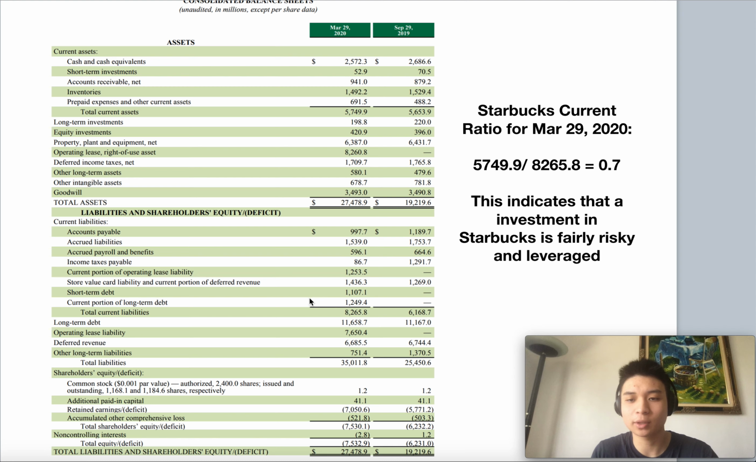And so if you want to calculate the current ratio for March 29, 2020, it would be simple. We would take the total current assets over here and divide that over the current liabilities over here. And that would give us a ratio of 0.7. This indicates that an investment in Starbucks is fairly risky and leveraged, as they are not able to pay off their short-term debt.